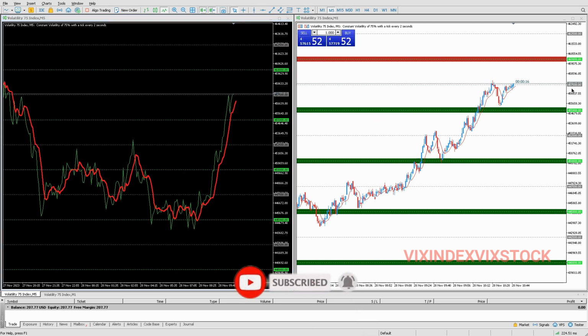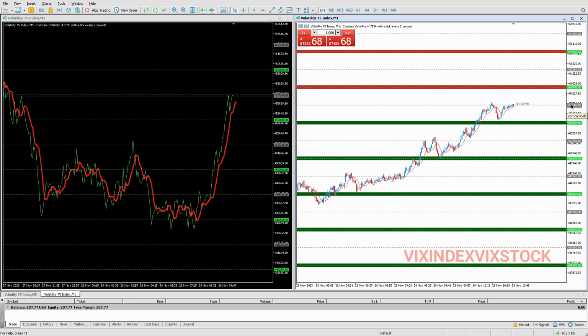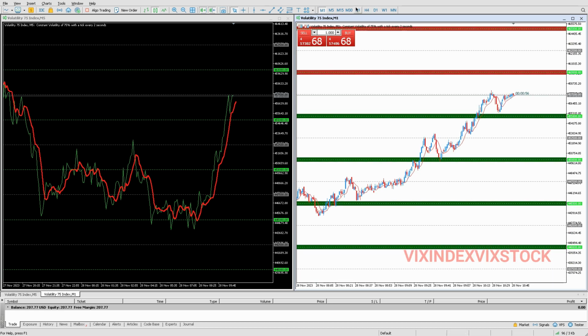So what I noticed whilst trading Volatility 75 is, like Forex, it also loves to bounce off these key levels. That's what I noticed about VIX. Maybe you probably have not noticed it, or maybe you haven't.